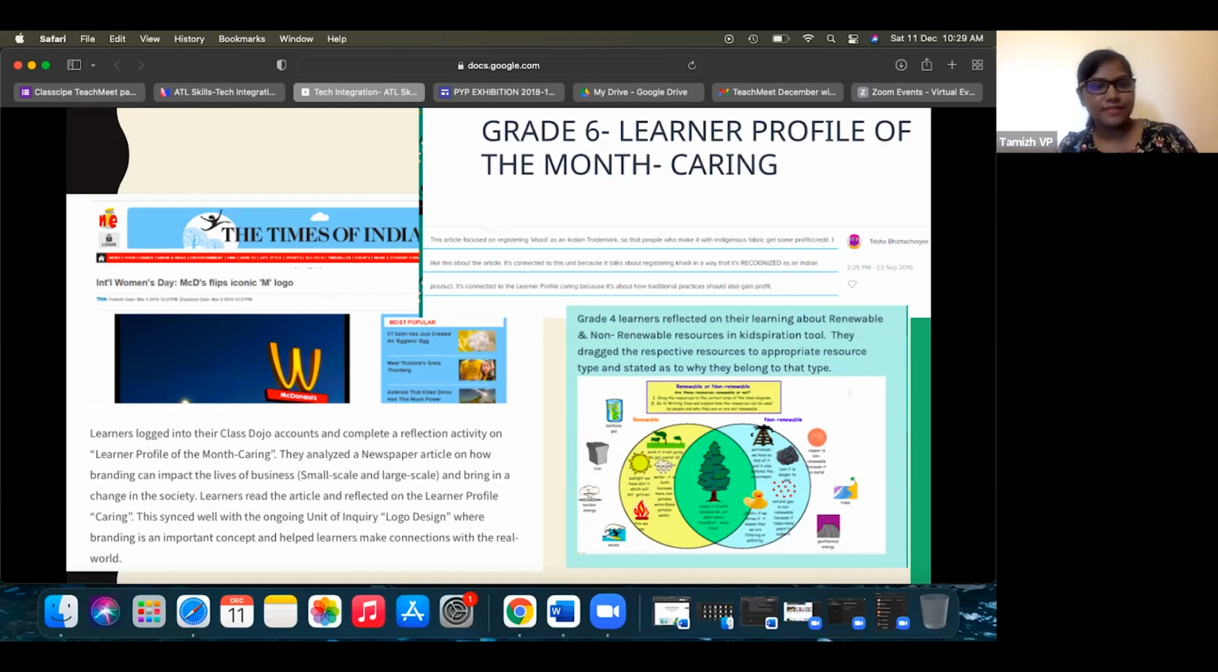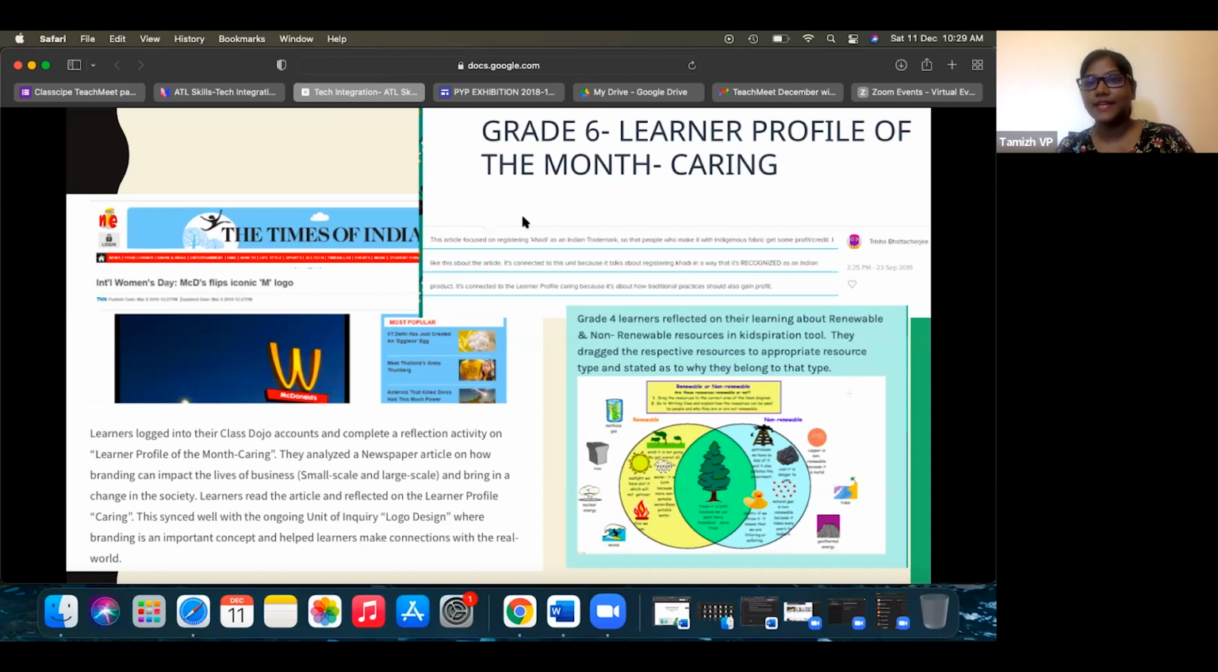So what I did was, there is this site called Times of India Student Edition. If you just type Times of India Student Edition, you'll get it. The beauty of this site is that it has news articles that can be easily understood by students, with no jargon and no heavy words. I asked them to find an article that reflected caring. In one article, children saw that McDonald's had inverted their logo, M into W, for International Women's Day, to show that they care for women's empowerment and women's rights. So they were able to connect this article and give a small reflection.